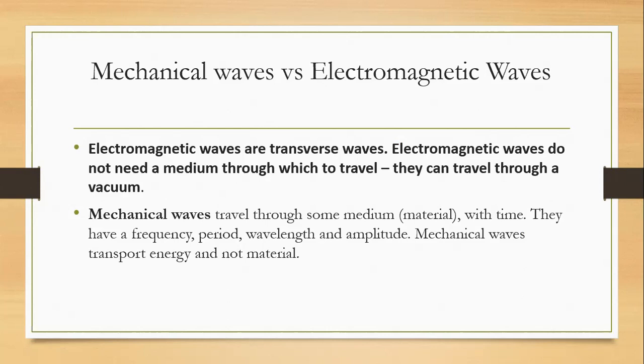Okay, there should be material. So they travel best through solid, then liquid, then gas. Mechanical waves have a frequency, period, wavelength, and amplitude. Mechanical waves transport energy, but they cannot transport material. They can transfer energy.